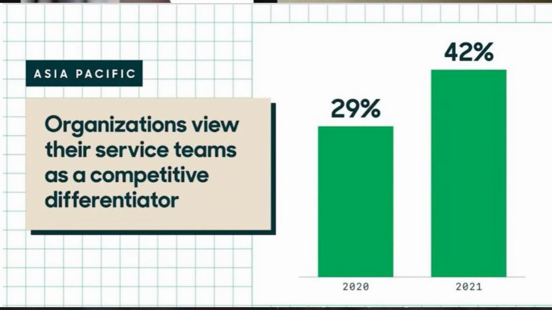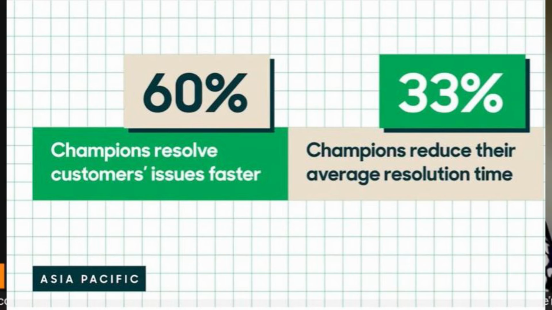So let's just find out a number. When they use the system, organizations view their service teams as a competitive differentiator, and it increased from 29% to 42% from 2020 to 2021 once they used the system. 60% of champions, that means people who are already practicing most of the best practices, resolve their customers' issues much faster, and 33% reduce the average resolution time. So that's very important when it comes to maintaining your customer satisfaction levels, right?